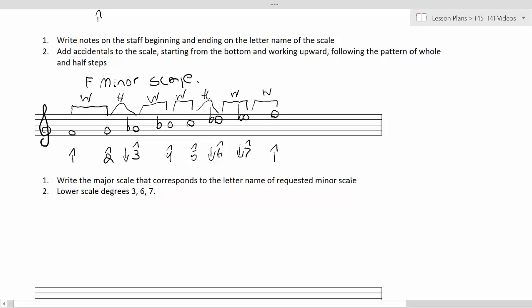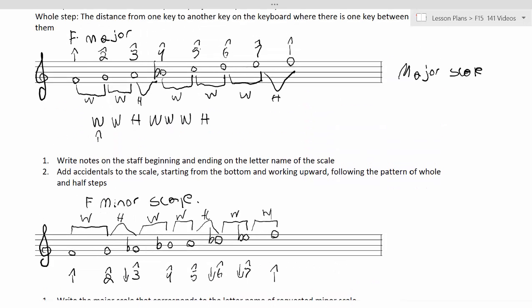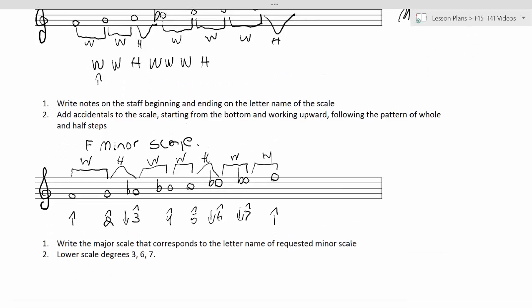But again, the best way to do it is to start with the major scale. That way you only have to remember one pattern of intervals, and then just lower scale degrees 3, 6, and 7. So there's constructing major and minor scales.